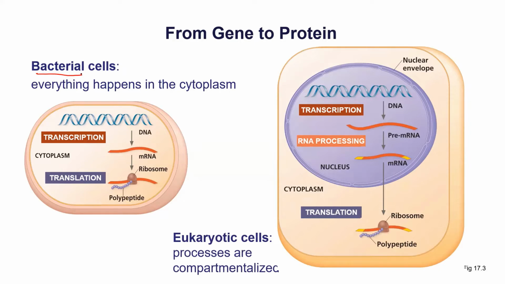In the eukaryotic cell, things are a little bit more compartmentalized. We have a nucleus, we have other organelles, and this is something we're going to talk about as we go over the next few minutes, about where things happen and what is going on there in the cell.